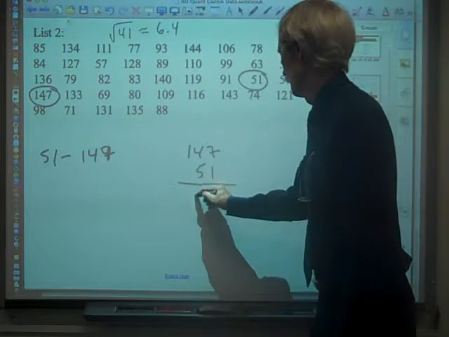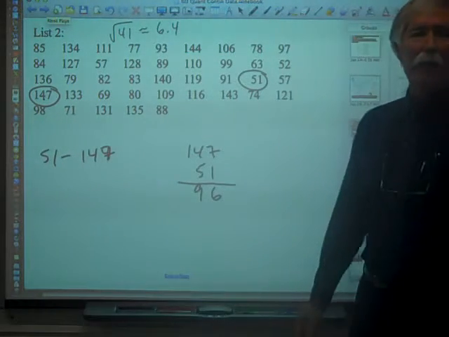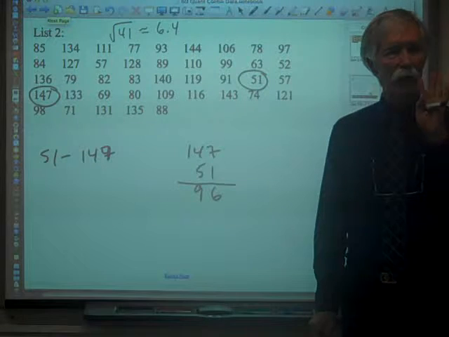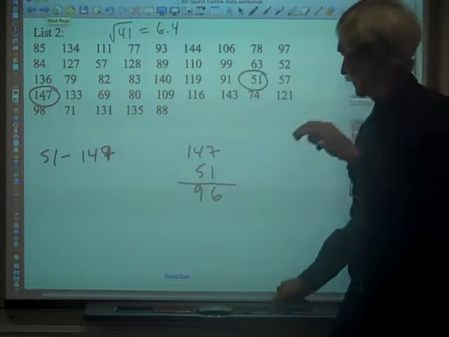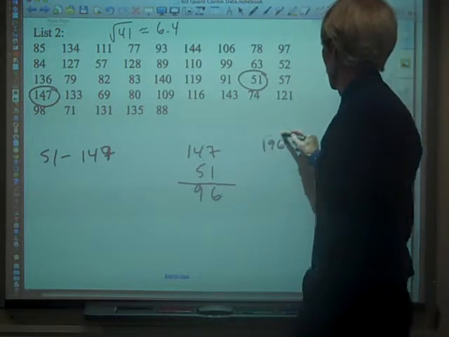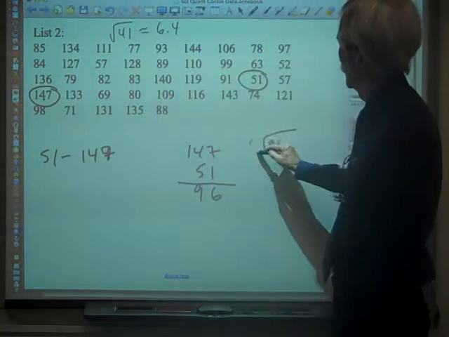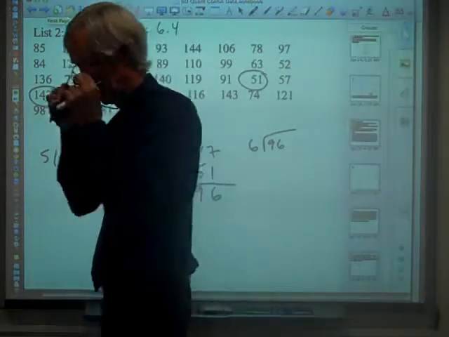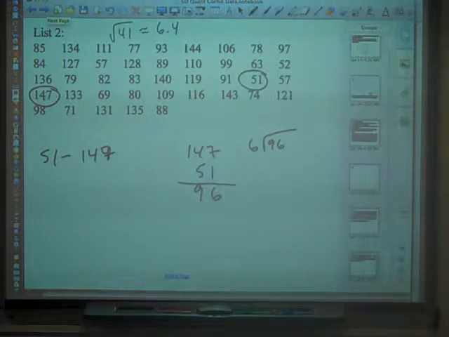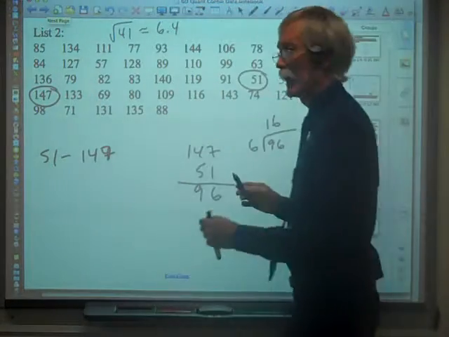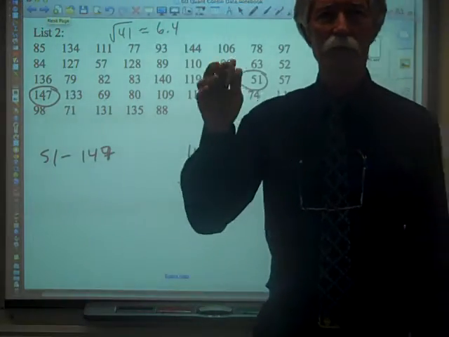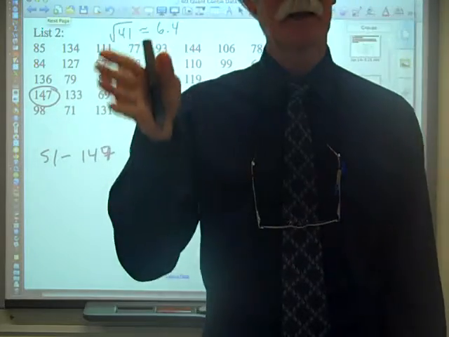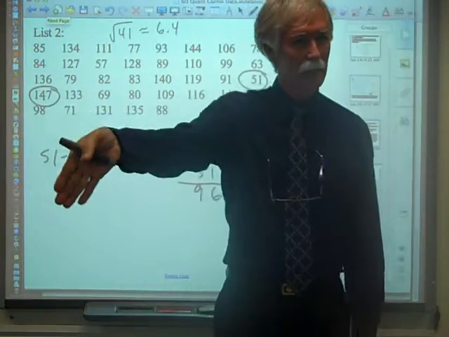96. And how many bars or categories did we want? 6 or 7? So take 96 divided by maybe 6. 16. Now you need a little bit of intelligent poetic license to be applied to this.